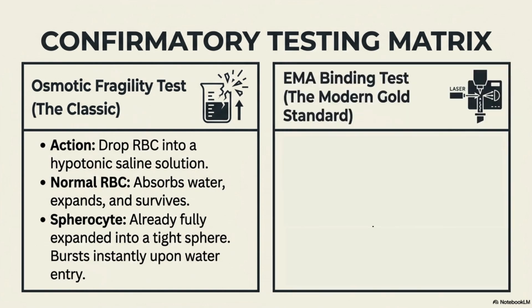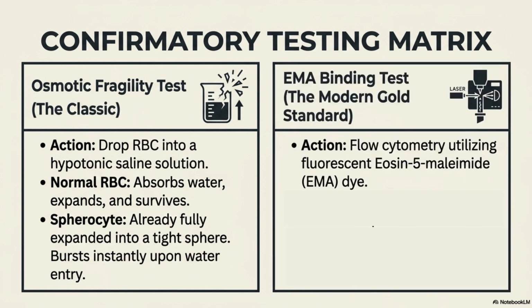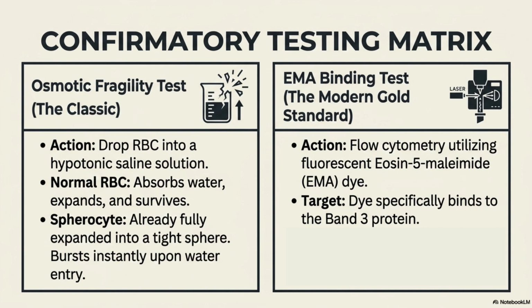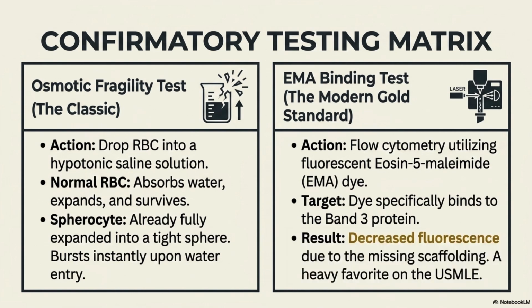The modern gold standard is the EMA binding test. This involves flow cytometry utilizing fluorescent eosin 5 maleimide dye. The target is that the dye specifically binds to the band 3 protein. The result is decreased fluorescence due to missing scaffolding. This is a heavy favorite on the USMLE.